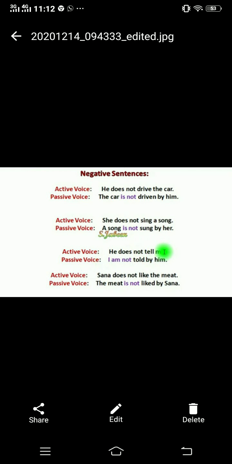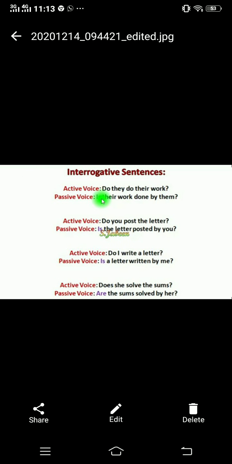Him is the objective case of he. She does not sing a song. A song is not sung by her. He does not tell me. Me is the objective case of I, that's why I will convert me into I. According to I, we will use am here. I am not told by him. Sana does not like the meat. The meat is not liked by Sana.